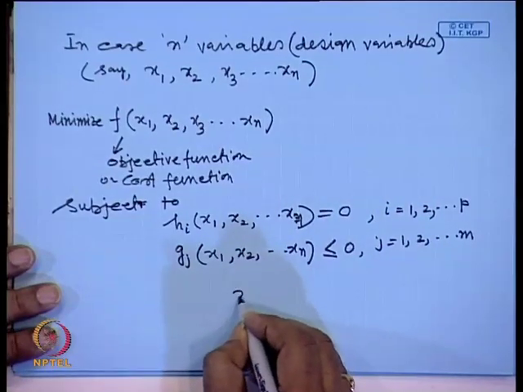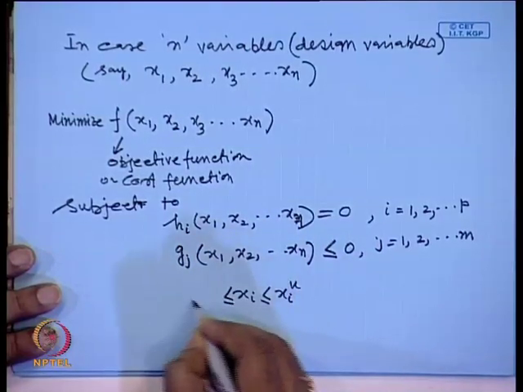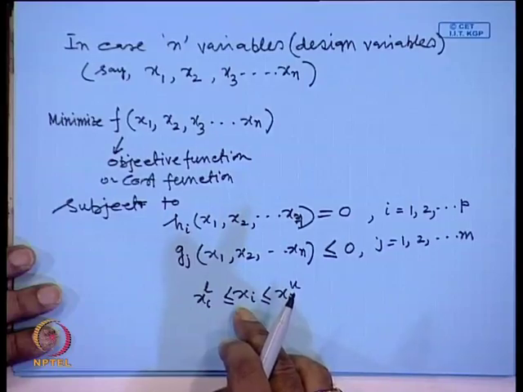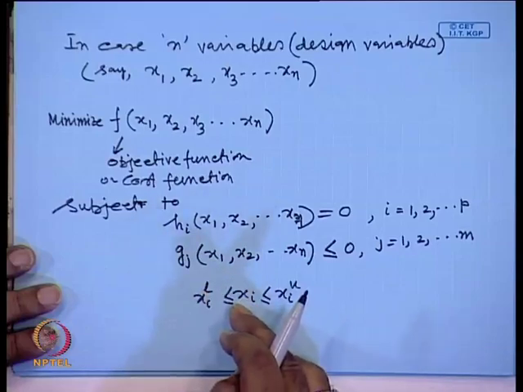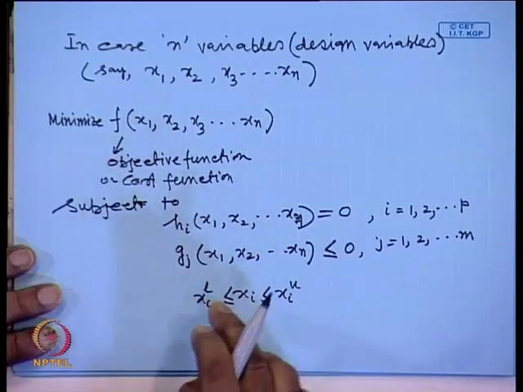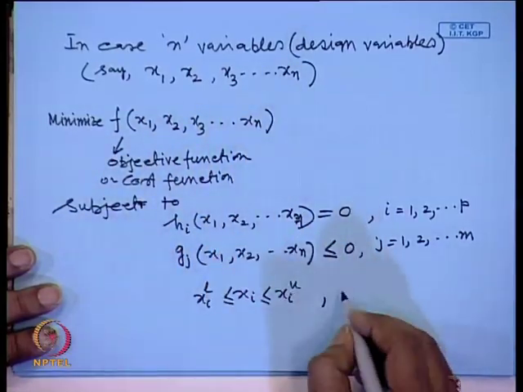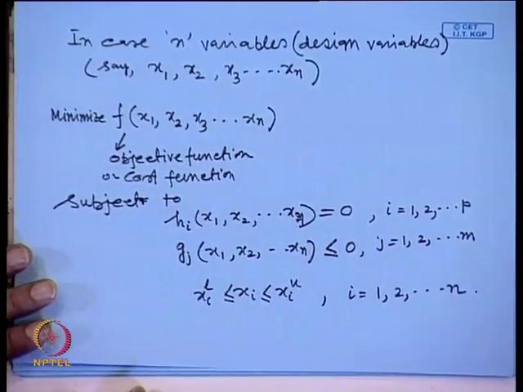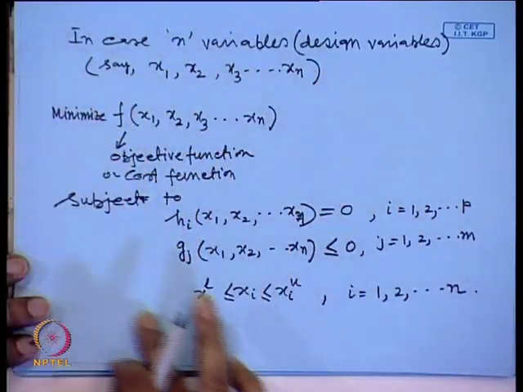What are these side constraints? x_i^l is less than or equal to x_i is less than or equal to x_i^u. The superscript u indicates the upper value of this design variable x_i, and superscript l means the lower value of design variable x_i, and i varies from 1, 2, dot dot n, since we have considered n variables. So, this is our more general statement of our optimization problem.